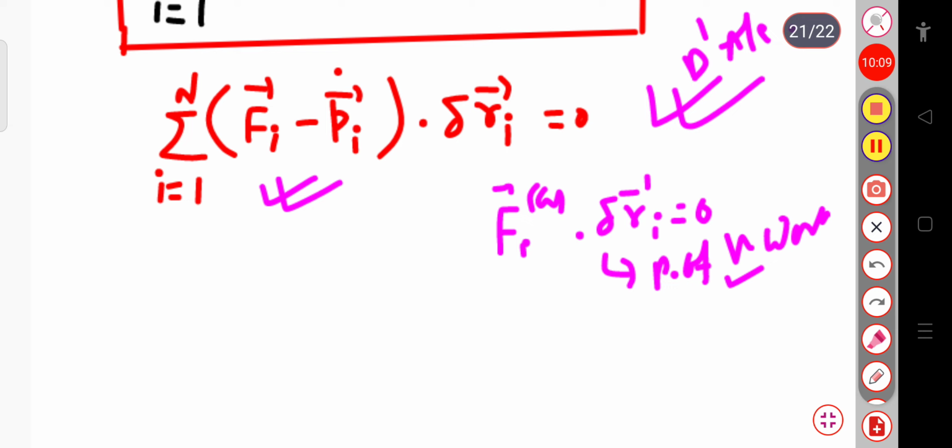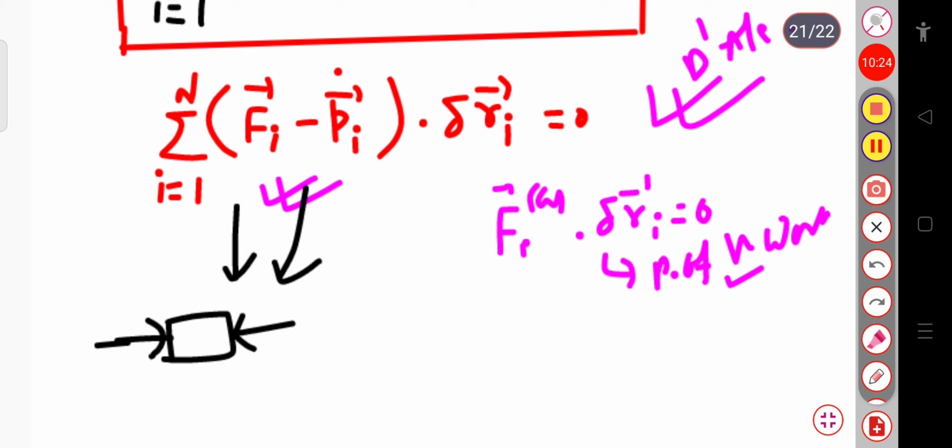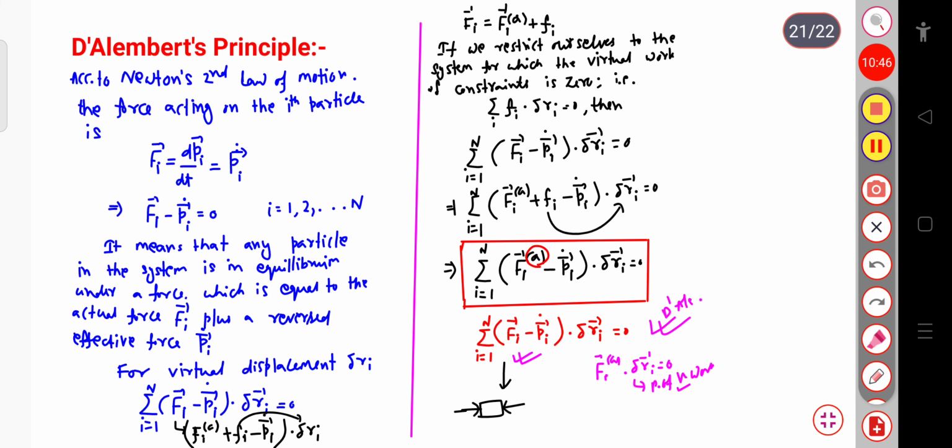It basically says that when the system is in equilibrium, suppose any force is acting on this system, then there will be a reverse effective force that also exists. So this Fi minus Pi dot, or we can say the sum of these two, that is Fi and the reverse effective force, that's why we are giving a negative sign, the sum of these two, that is Fi and this minus Pi dot, this total sum is equal to 0. And here we have proved that (Fi minus Pi dot) delta ri is equal to 0. This is all about D'Alembert's principle.